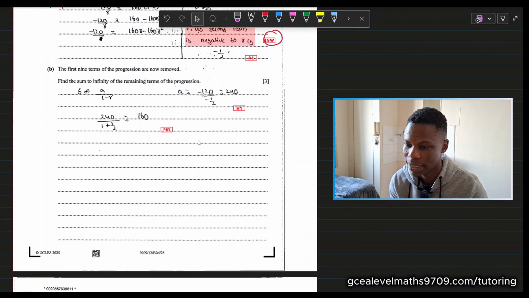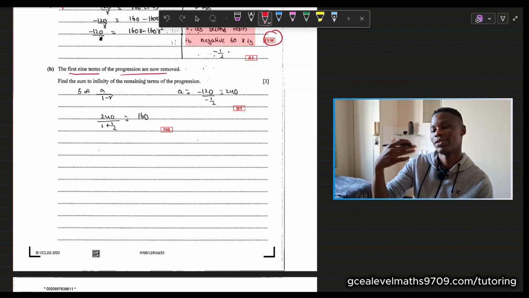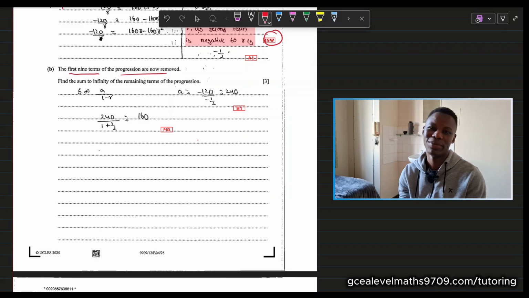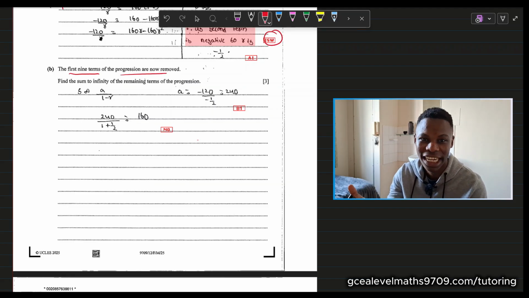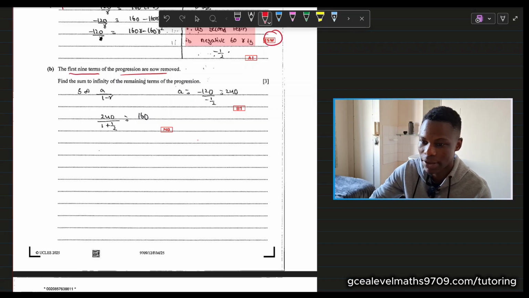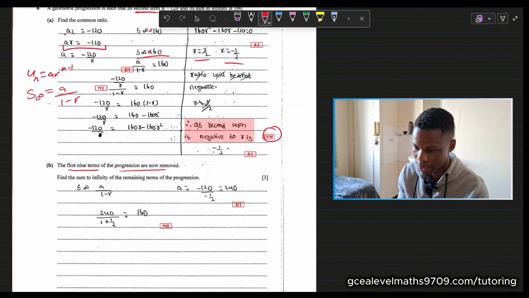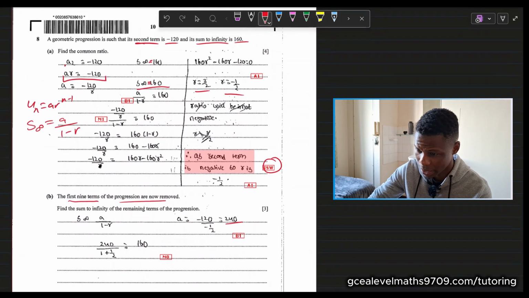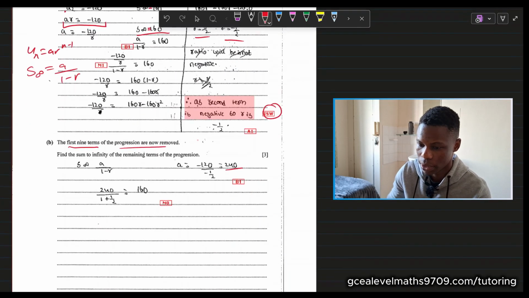Part B now, find the sum to infinity of the remaining terms of the progression. And we're given that the first 9 terms of the progression are now removed. So if the first 9 terms of the progression have been removed, it means that the first term of this new progression must have changed. Because if we had, do we know what A was? They calculated A here to be 240.